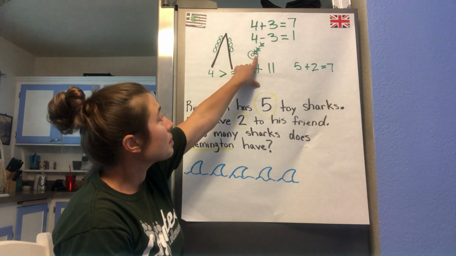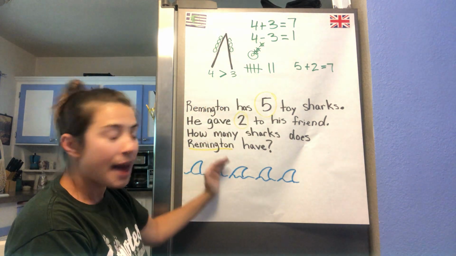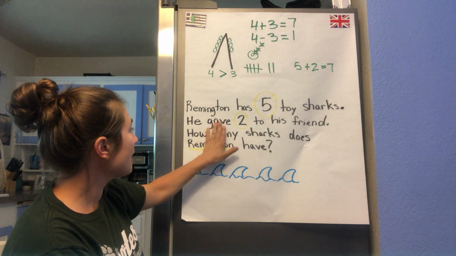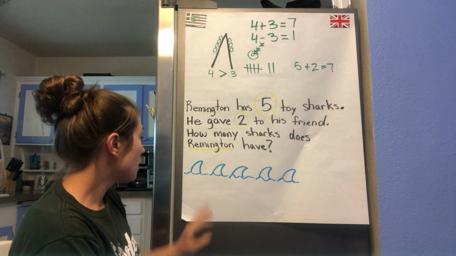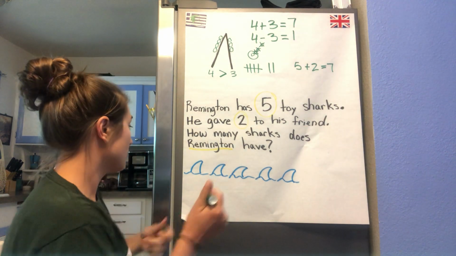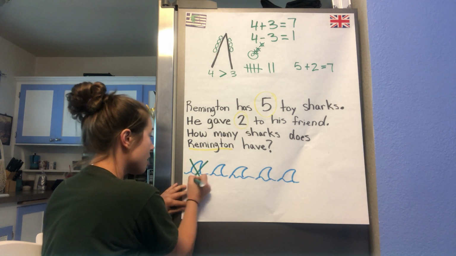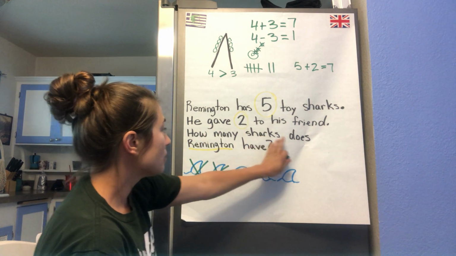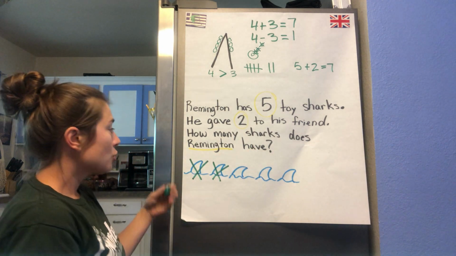Now, just like up here, when we subtract, we can cross out however many sharks the word problem says. He gave 2 to his friend. So he gave away 2 sharks. 1, 2. I'm going to cross out 2 sharks because we are subtracting. So Remington does not have this shark anymore, and he does not have this shark anymore. How many sharks does Remington have?